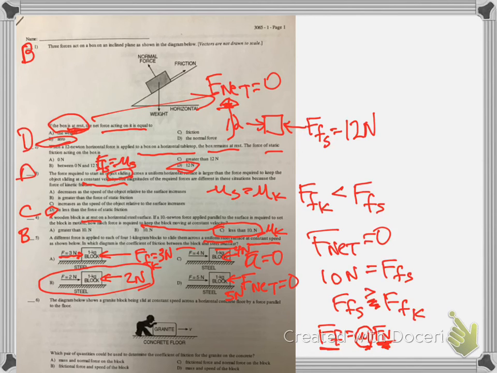And last one, the diagram below shows a granite block being slid at a constant speed. Again, constant speed, a is 0, F net is 0. Which pair of quantities could be used to determine the coefficient of friction? Force of friction is μ F_n. So to find mu, it's the force of friction divided by F_n. So I need that and I need that. The frictional force and the normal force on the block would be the 2.